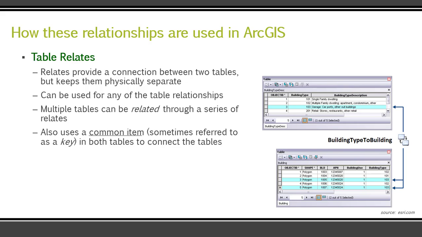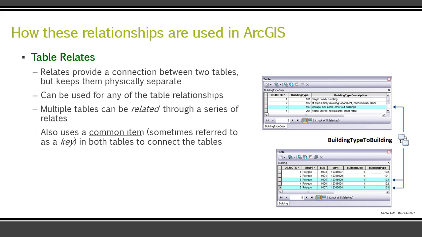We have the ability to maybe click on our destination table here and see that building type 103 is associated with multiple records in this other table, and we've selected 2 of them. So it's a way to keep them separate and yet still be able to see the connection between the 2 database tables.